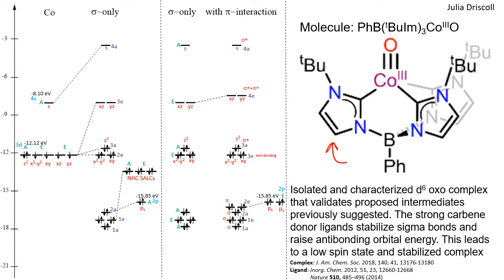So these carbene donors are able to stabilize the sigma bonds with the metal, as well as raise the antibonding orbital energy, increasing the d-splitting and leading to a low spin state, which stabilizes the complex as a whole.